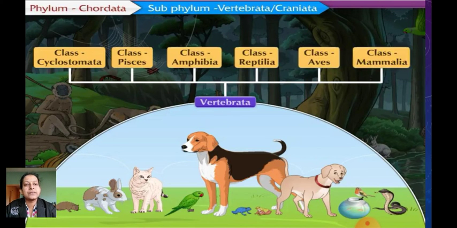Now this subphylum, Vertebrata, is again divided into six classes. The first class is Cyclostomata, second is Pisces, third Amphibia, fourth Reptilia, fifth Aves, and sixth Mammalia. So in the next video we are going to learn about these classes. Till then, students, bye and thank you. I hope you have understood this video. Thank you very much.